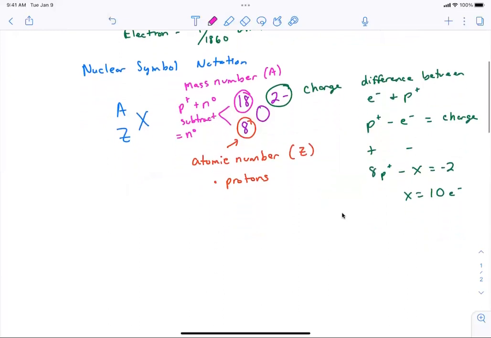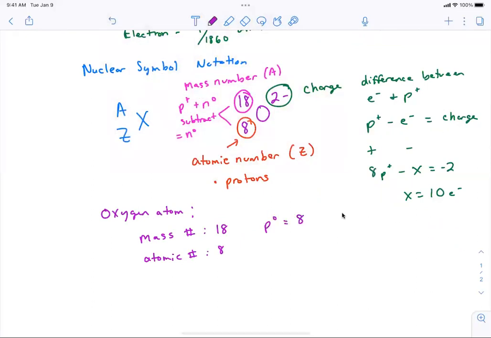So in this structure, this oxygen atom, what we can tell is this. We can tell the mass number is 18. The atomic number is 8. Protons is 8. Neutrons is 10. And electrons is 10.